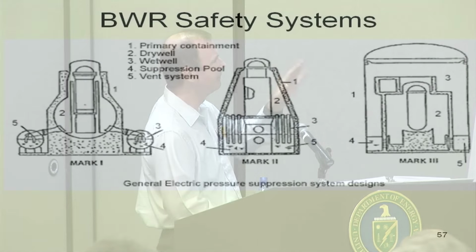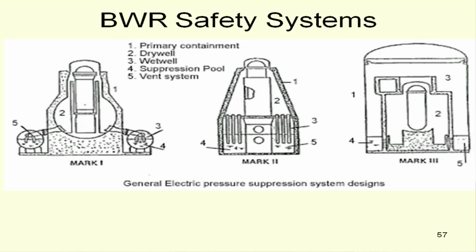Now, BWR safety systems, we've got the three Marks. And in Japan, the reactors that had trouble are all Mark 1s. And so you've got your pressure vessel right here, a lid over that. And this light bulb-shaped gizmo is the primary containment. Not the pressure vessel, but the primary containment. It's made out of reinforced concrete and fun stuff like that.